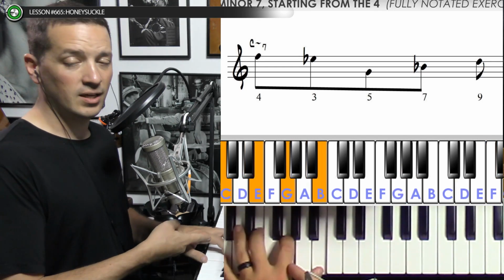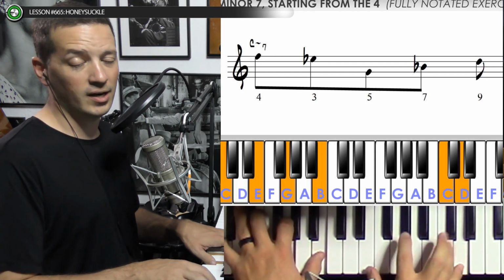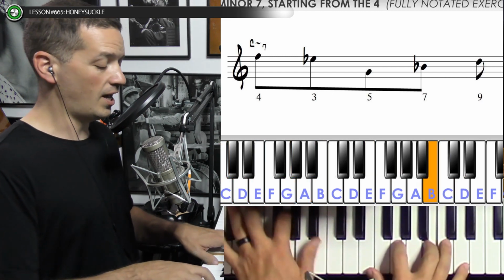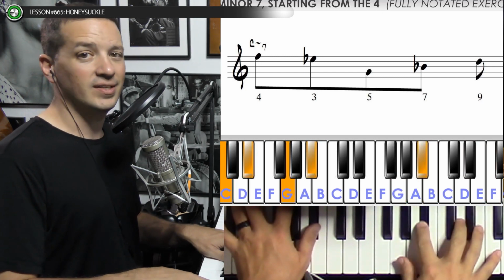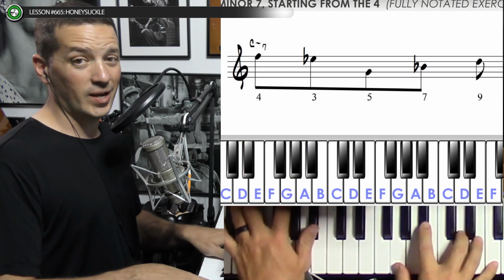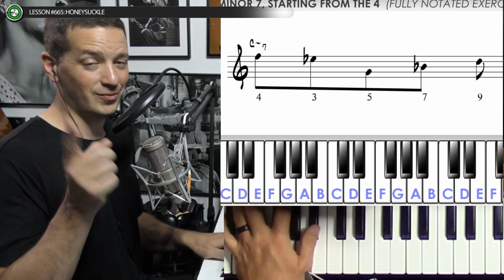So again, if the chord is a major 7, we'd start on the 2 and go 2 or 9, 1, 3, 5, 7. And if it's a minor 7 chord, we'd go 4, 3, 5, 7, 9. And there's other ways to decorate this called enclosures, but we're not gonna get to that until Kendra interrupts me like this.